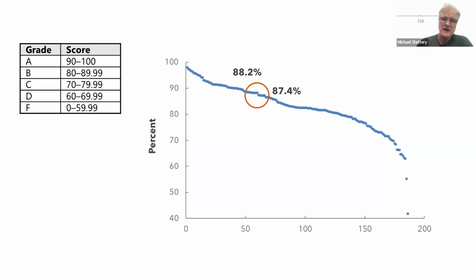At the end of the semester, I rank all of the grades from highest to lowest. In this case, in the red circle, you can see that little dip there. That red circle shows a statistically significant break between a student that had 88.2 and the next one down at 87.4. And that becomes the A to B designator. So 88.2 and above got A's, and that happens down the line. Again, I'll explain this in a bit more detail in person.